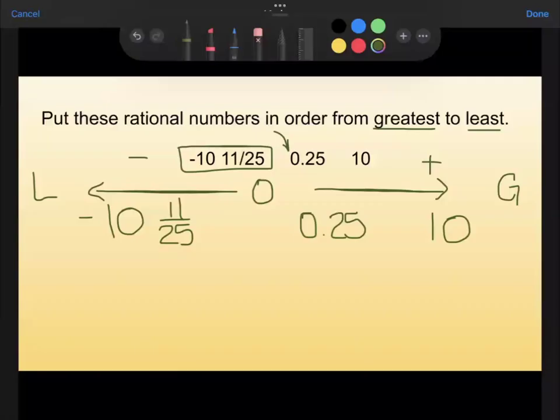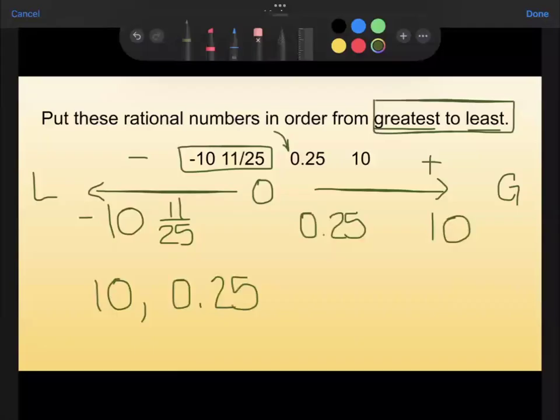But remember, they asked for greatest to least. So I'm going to flip it around. I'm going to put 10 over here, keep 0.25 in the middle, and put negative 10 and 11 over 25 all the way at the other end. So that would be my final answer.